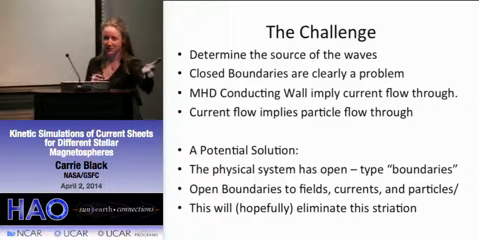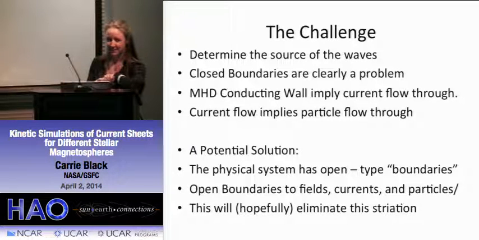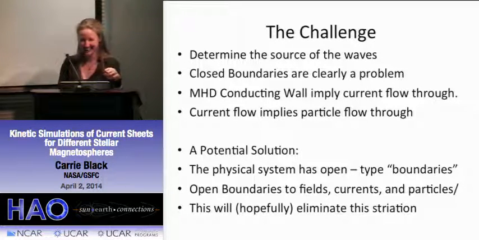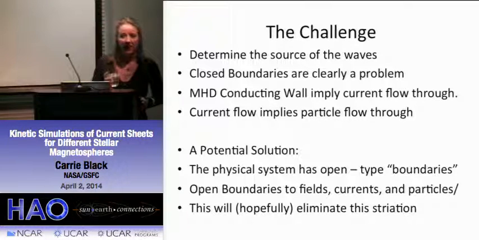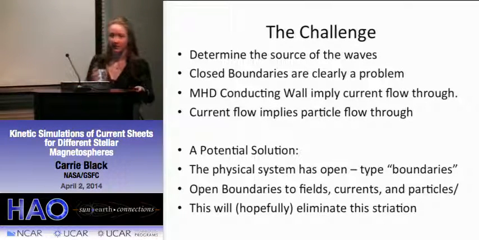Yes, you have a question? I see a puzzled look. You have diffusion in your model? Not explicitly.